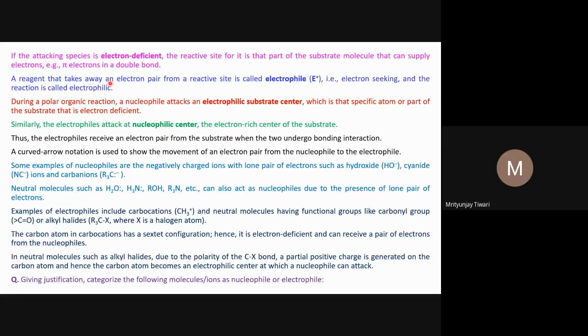A reagent that takes away an electron pair from a reactive site is called an electrophile, that is, electron seeking: the one which requires electrons, wants electrons, loves electrons, and so is drawn to negative charge or negative potential. The reaction is called electrophilic. If an electrophilic attack happens during a chemical reaction, it is called an electrophilic reaction. And if a nucleophilic attack happens, then such a reaction is called a nucleophilic reaction.